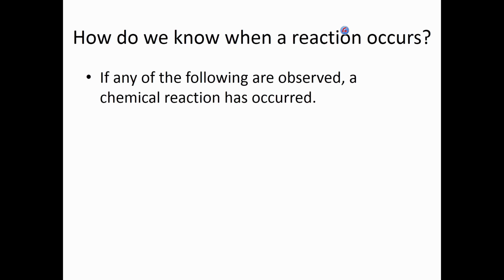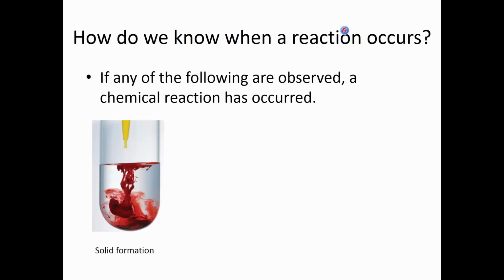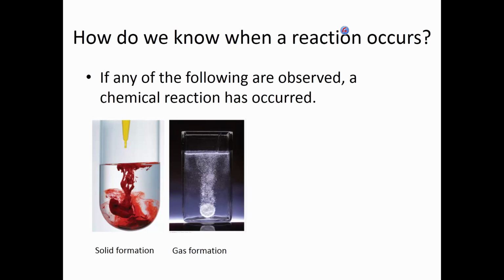Well, how do we know when it happens? There are some things we can observe that are indications of a reaction. So I want to talk about a couple of examples. If a solid forms where there was not a solid before, for example, you mix two liquids together and you see a solid, that's evidence of a chemical reaction. If a gas forms, so here we're showing a solid placed in water and it's forming a gas, that's evidence of the chemical reaction as well.